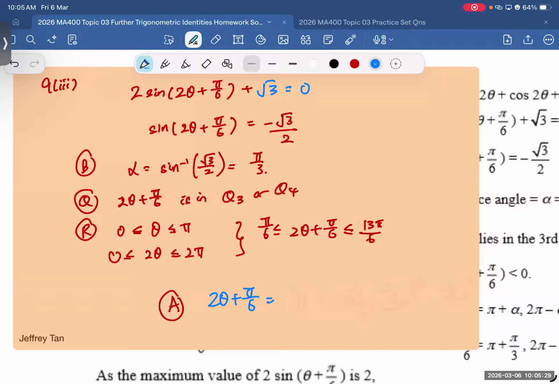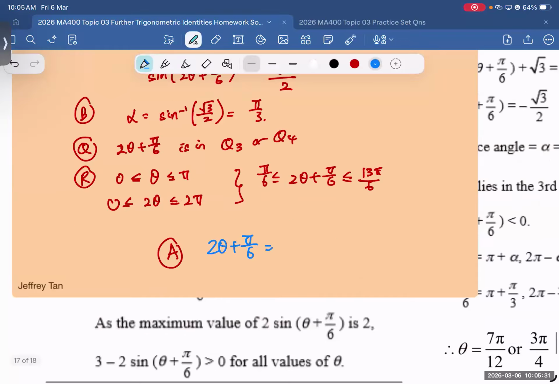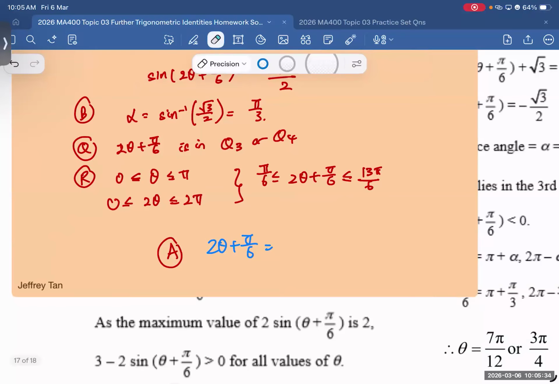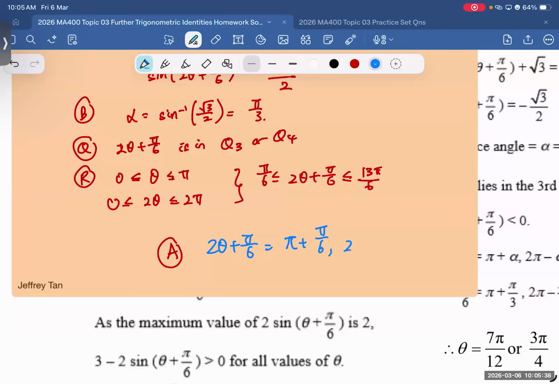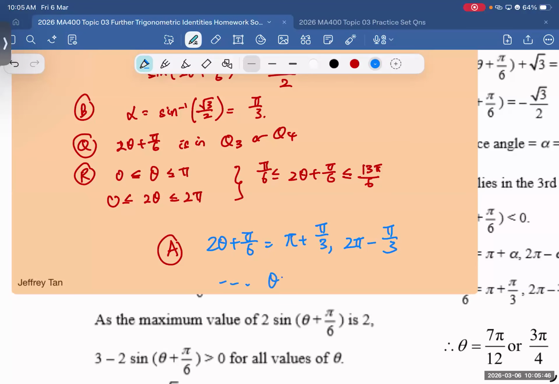So there will be pi plus alpha, and 2 pi minus, wait, pi over 3. Thanks, Alex, I knew you were going to point it out. Solve. There should be 7 pi over 12 or 3 pi over 4.